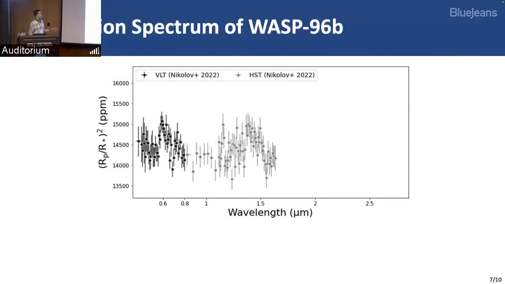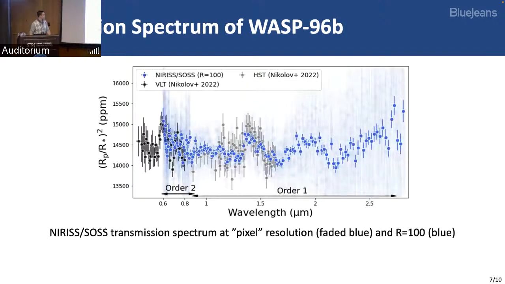All right, so now we can take a look at the transmission spectrum itself. Here's the existing HST, WFC3, and STIS data in gray and VLT data in black, as published by Nikolai Nikolov earlier this year. And here's the SOSS transmission spectrum. The dark blue points are at a resolution of about R equals 100, and the pixel-level transit depths are shown in the faded points behind.